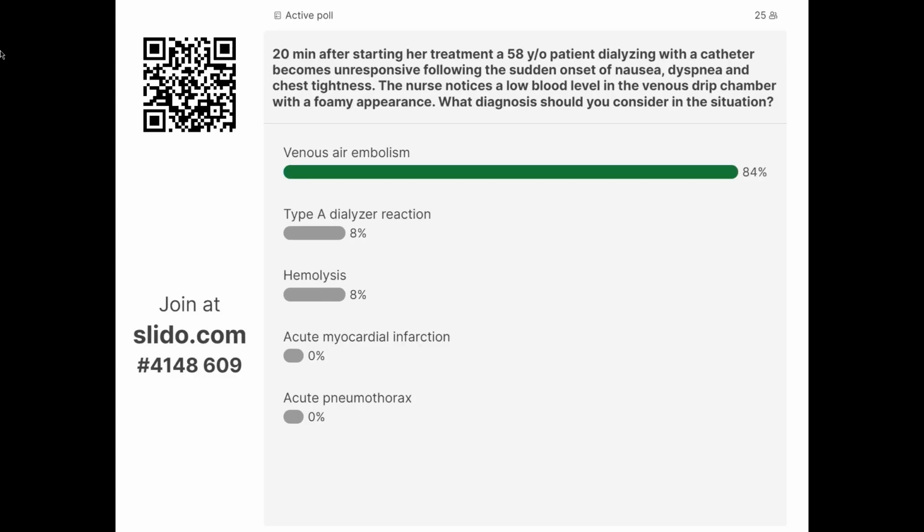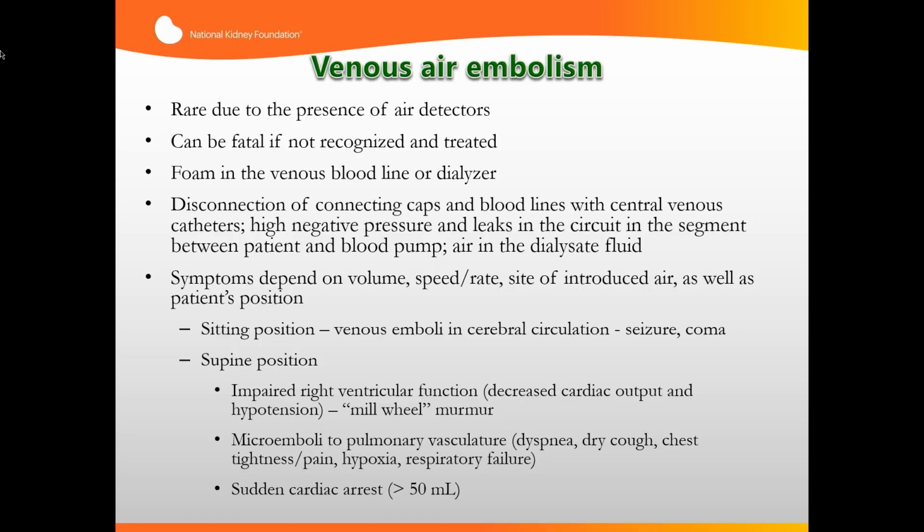Okay, sounds like most of you got the answer right. So venous air embolism is fortunately, again, rare these days because of the inbuilt protections in dialysis machines, the air detectors. However, it can be fatal if you don't recognize and treat it. So it's a pure clinical diagnosis.